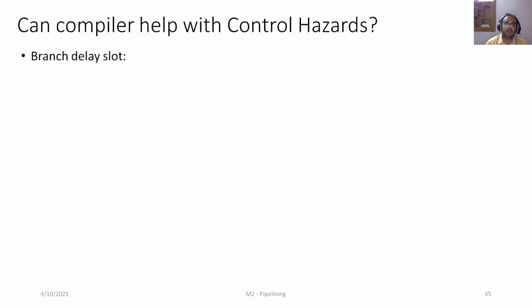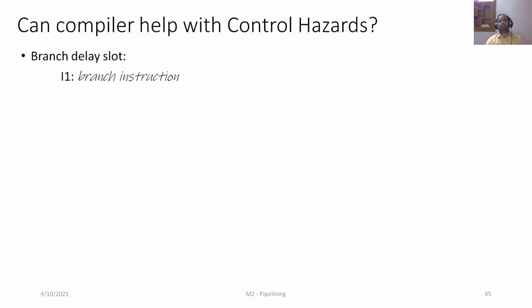So what we have is a very intuitive concept called branch delay slot. And the technique employed to use the branch delay slot is called delayed branching. Let's look at it a little more closely.